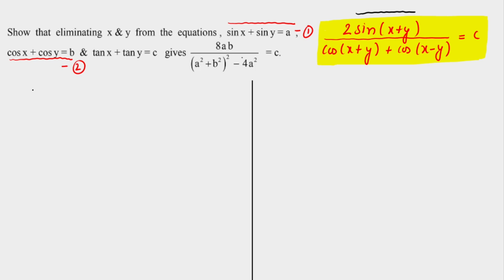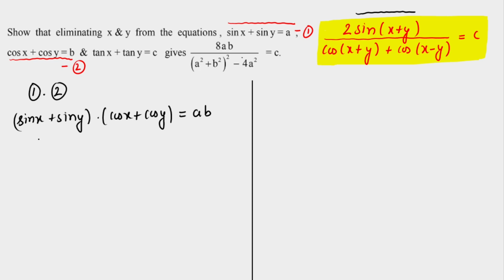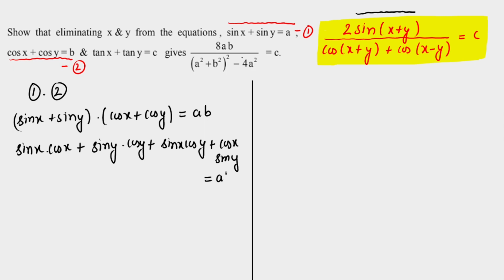In order to calculate sine of x plus y, I'm going to multiply the first equation with the second. The first equation is sine of x plus sine of y multiplied by cos of x plus cos of y, which is equal to AB. Let's multiply inside. I'll get sine x cos x plus sine y cos y. Then we'll get two more terms, sine x cos y plus cos x sine y, and that is equal to AB.